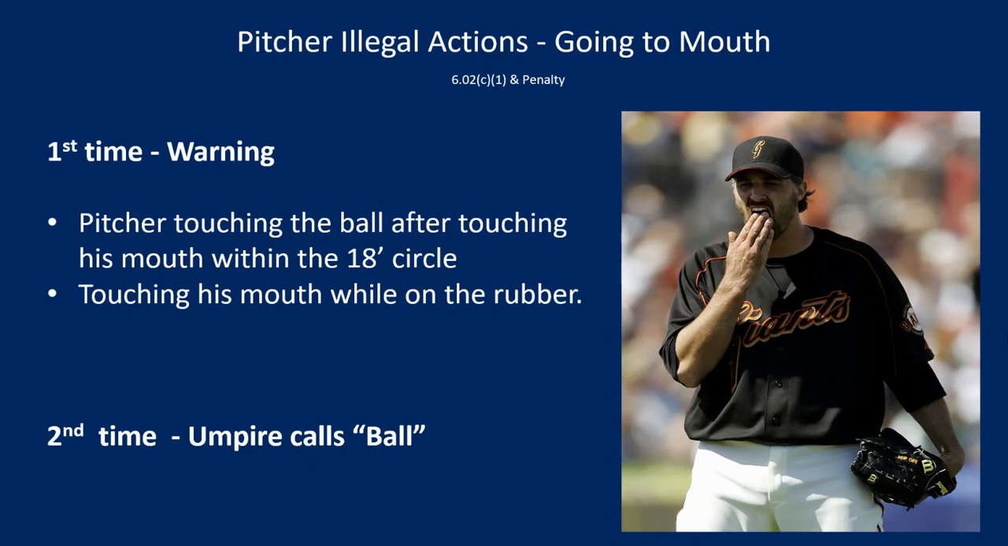In this situation, our pitcher is going to their mouth while they are on the circle or on the rubber. And when this occurs the first time, the umpire will issue a warning and say that is a warning. The second time the umpire sees the pitcher do this, they're going to call ball and issue a ball to the count for the batter.